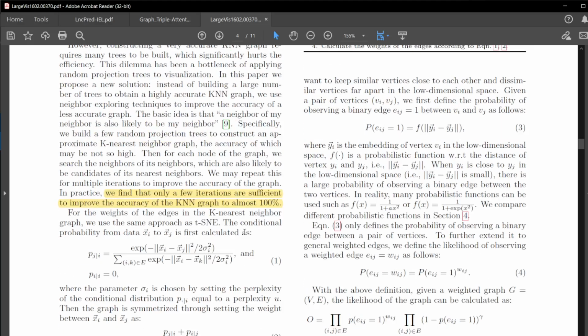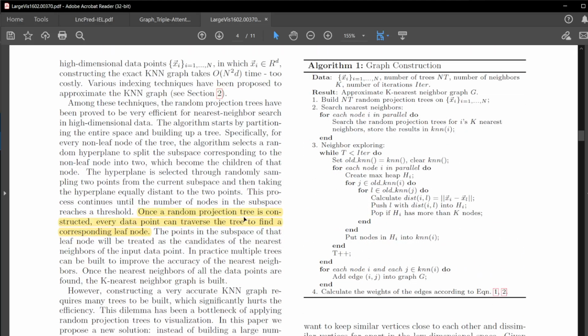Algorithm 1, graph construction. Data: xi, i = 1, ..., n, number of trees nt, number of neighbors k, number of iterations iter. Result: approximate k-nearest neighbor graph G. 1. Build nt random projection trees on xi, i = 1, ..., n. 2. Search nearest neighbors. For each node i in parallel, search the random projection trees for i's k nearest neighbors, store the results in KNN(i), and 3.